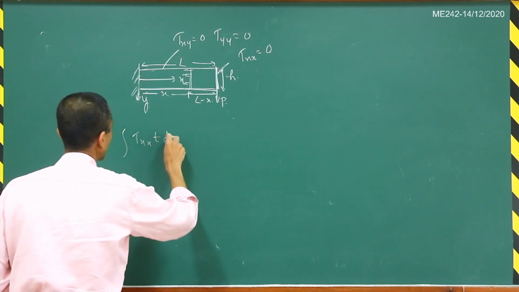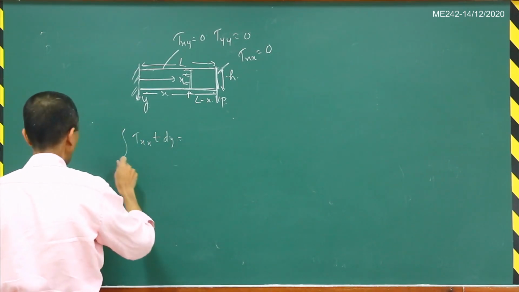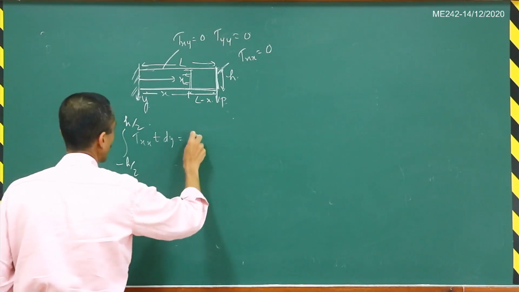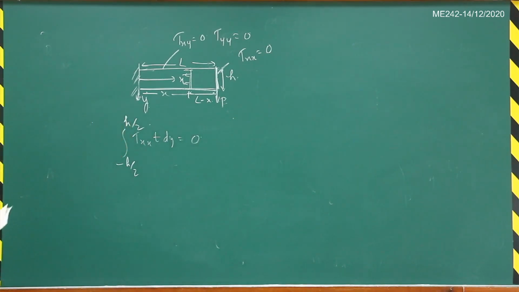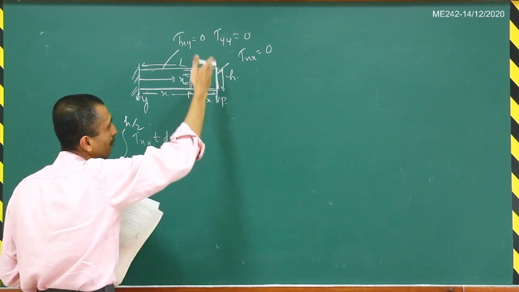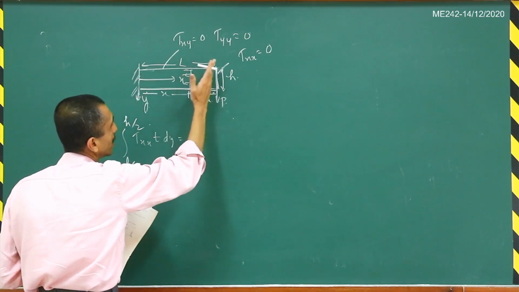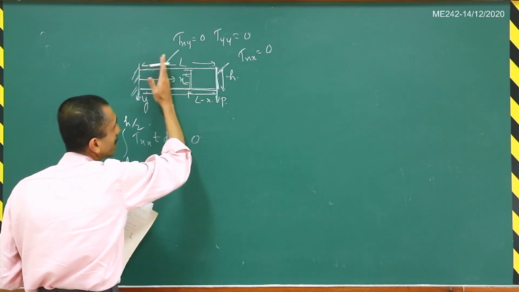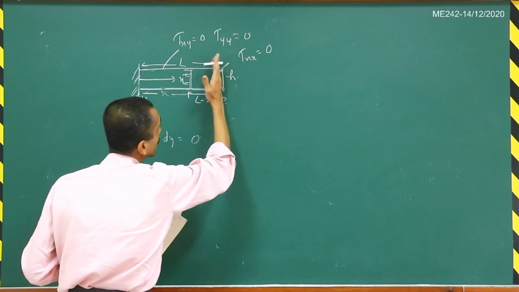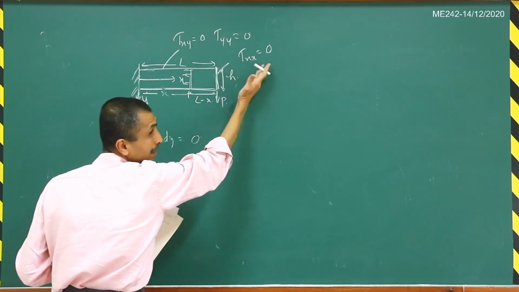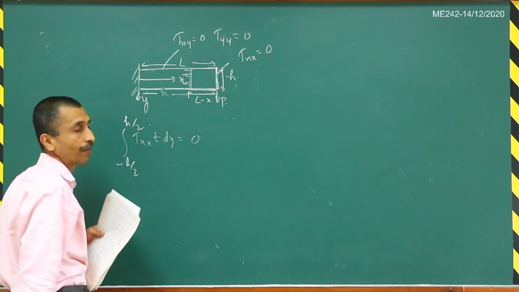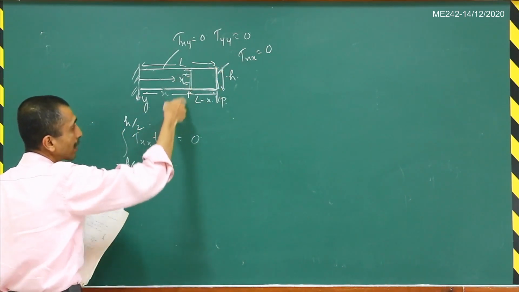So this is the integral of tau xx t dy from minus h by 2 to h by 2. This actually comes out to be 0 here, because the resultant load is acting in the y direction. If you draw the free body diagram, the resultant force in this particular direction is going to be 0, because there is no resultant force acting in this direction, and there are no tractions acting on the top and the bottom surface. So this integral comes out to be 0.